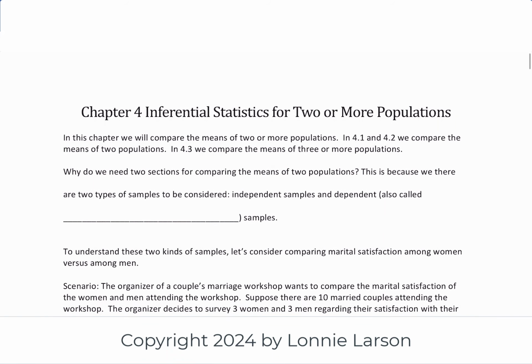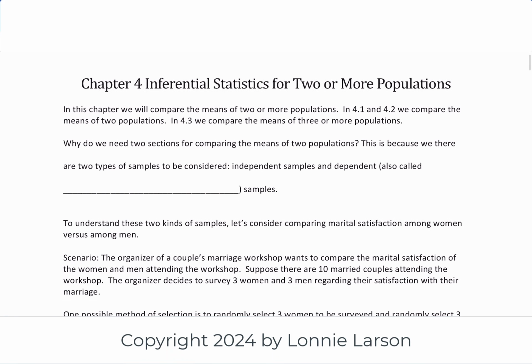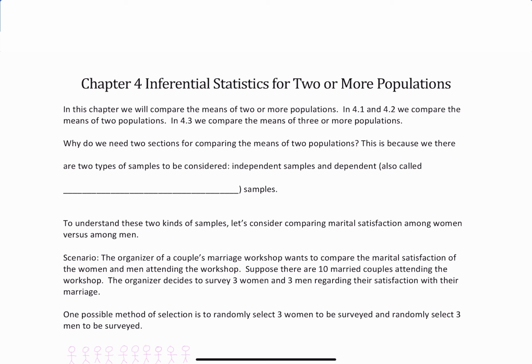Hi, everybody. In Chapter 4, we're going to continue on with inferential statistics, but this time for two or more populations. In this chapter, we will compare the means of two or more populations. In 4.1 and 4.2, we're going to compare the means of two populations, and then in 4.3, we'll go on to comparing the means of three or more populations.